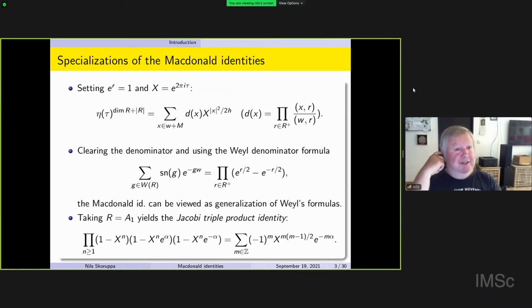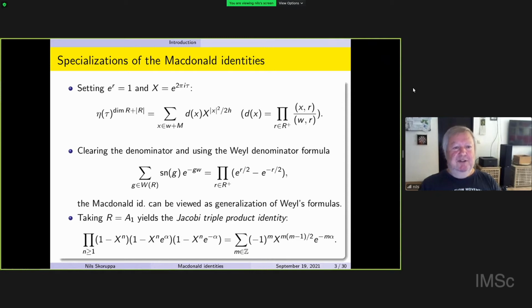Okay, so let me dwell still a bit on these identities. So if you set these e to the r that you see there, these elements of the group ring of the lattice M, equal to 1 and x equal to e to the 2 pi i tau, as we always do in modular form theory, tau in the upper half plane, then you get this identity for the powers of the eta function that you see here, which some people mix up sometimes. I did for a long time with the Macdonald identity. So sometimes these are also called the Macdonald identities. So strictly speaking, they are a specialization only, and you don't get the other one from it.